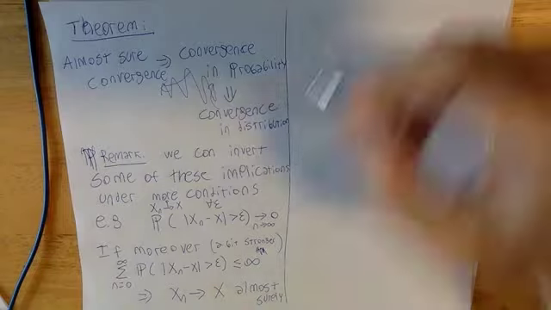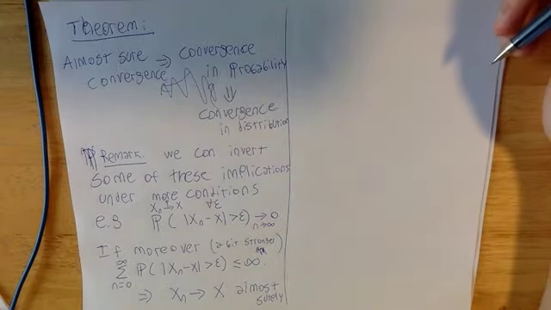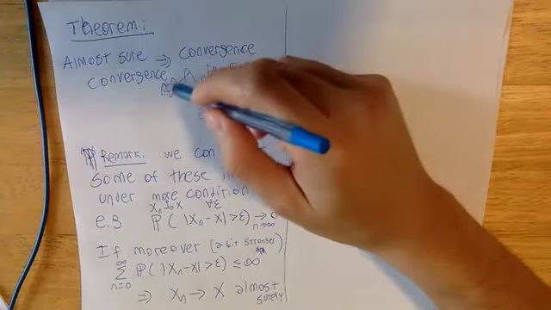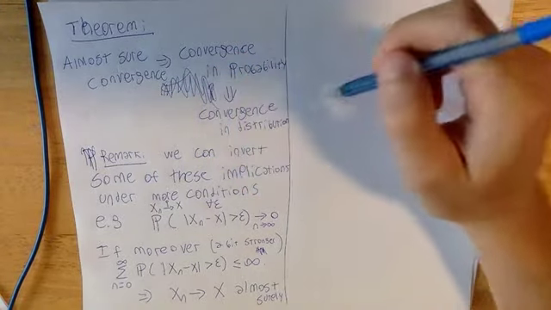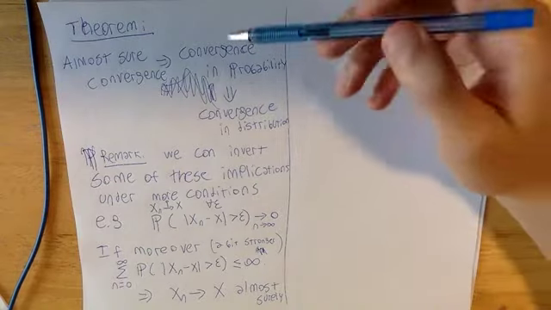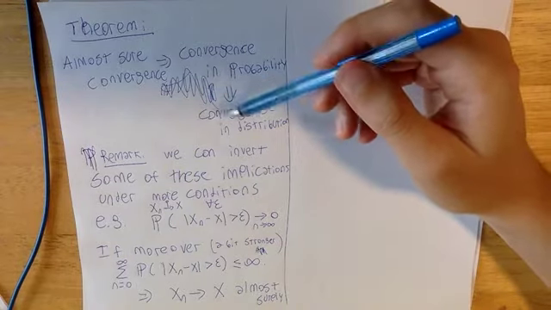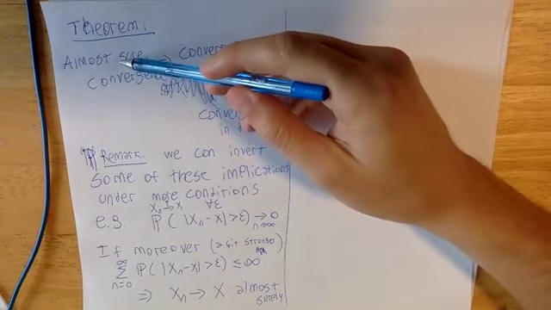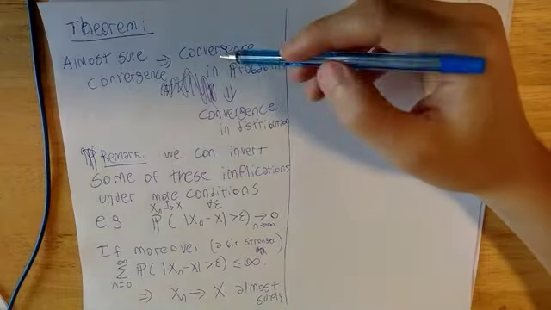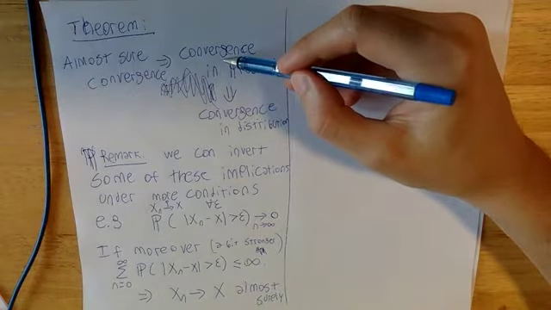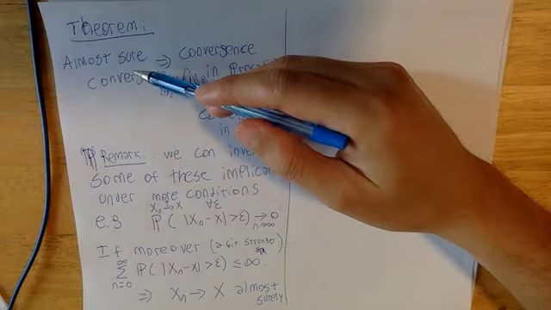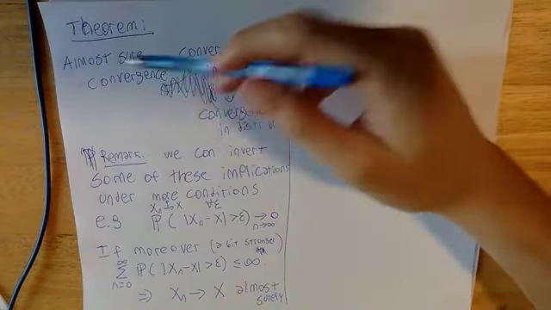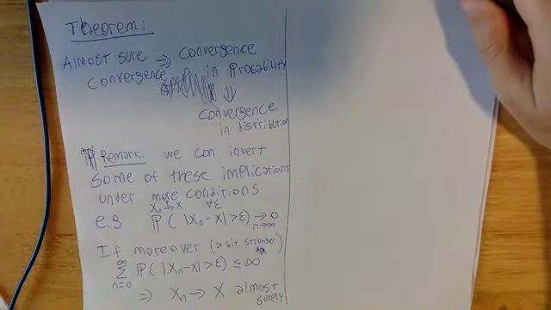But we can also see that these implications are sharp, in the sense that you can always find one sequence of random variables which will converge in distribution but not converge in probability and not converge almost surely. Then you can find another sequence of random variables that converges in probability but does not converge almost surely. And you can do these things particularly.